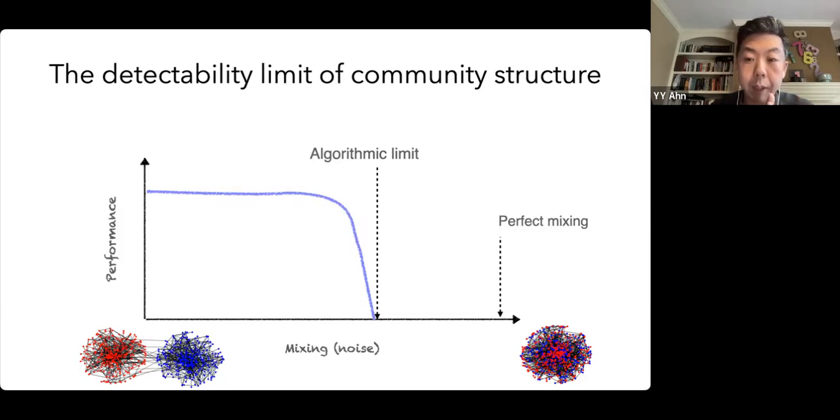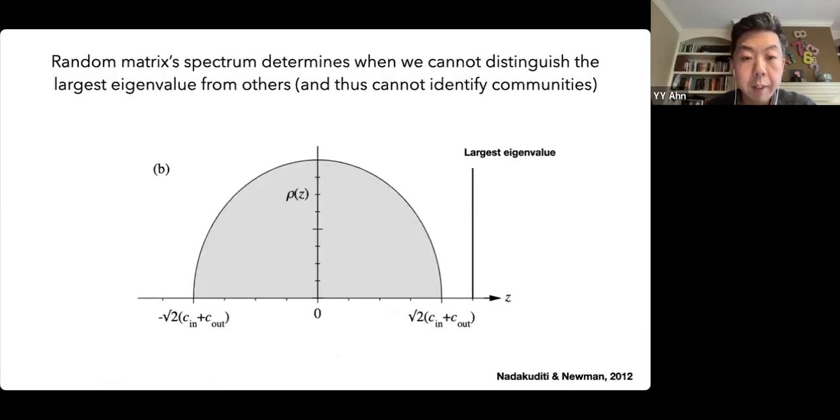One is the algorithmic limit, which is that this algorithm may not work as well, and may fail at some point before we arrive at perfect mixing, where there is no structure. But due to the fluctuation in the random matrix, random matrix theory and spectral graph theory tell us that there's a fundamental information theoretical limit of when we can find the communities.